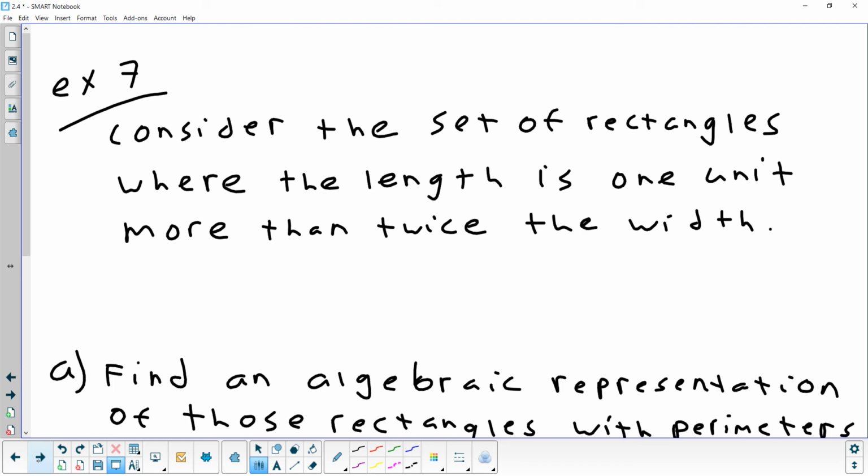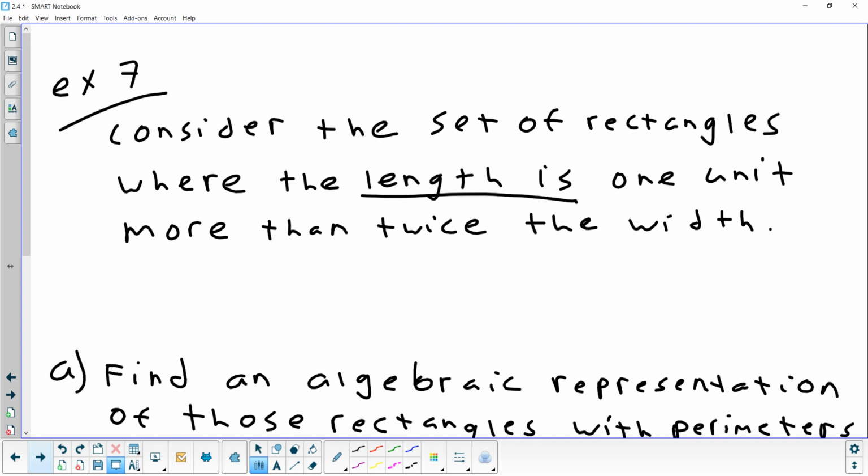All right, let's look at this one. Consider the set of rectangles where the length is 1 unit more than twice the width. Let's write that down as an equation first. And the important thing you want to focus on is length is 1 more than twice width. How could I write that part? Length is as an equation.